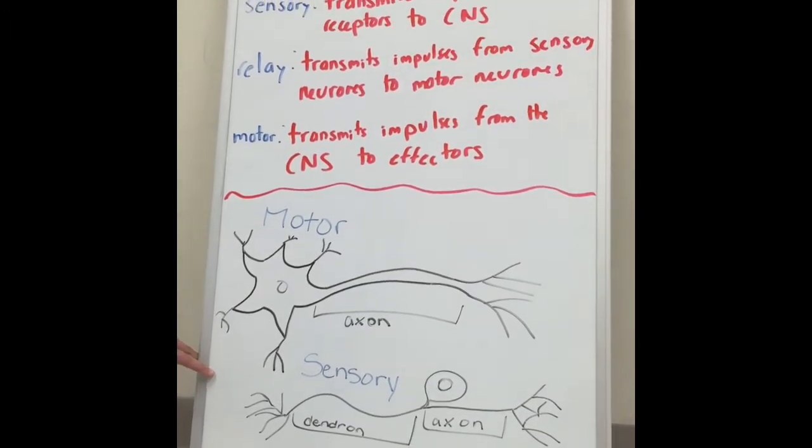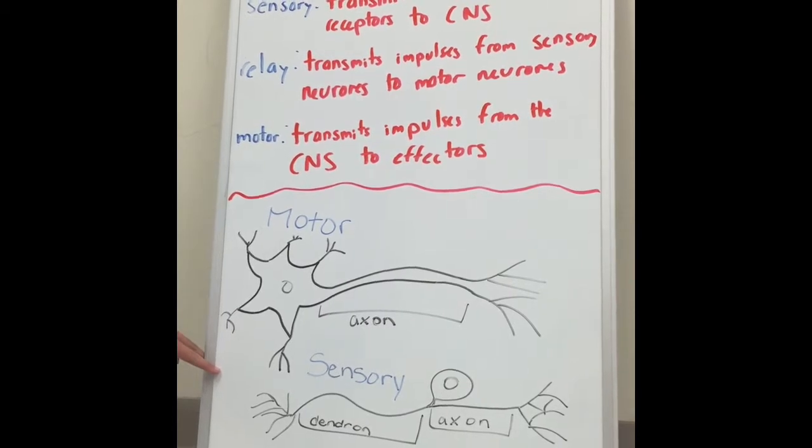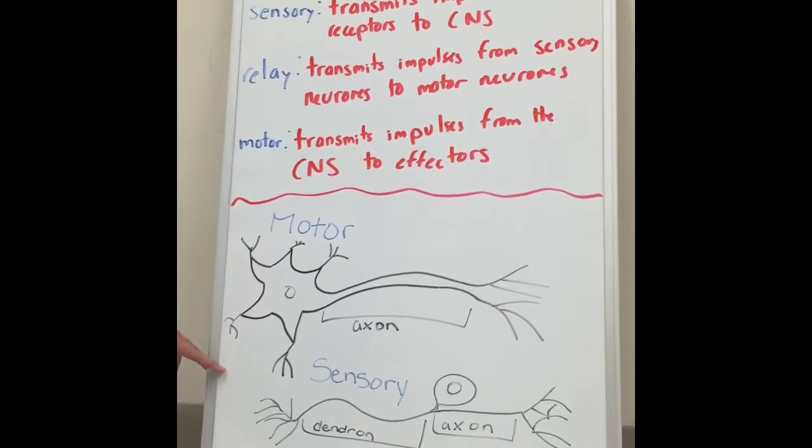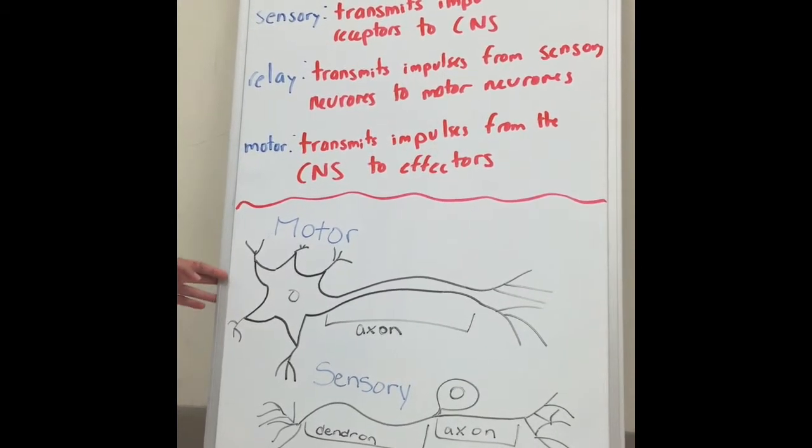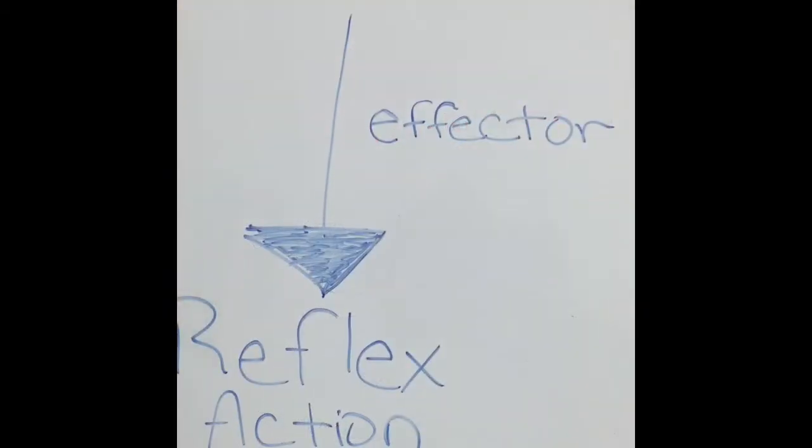In the sensory neurons, the dendron is usually longer than the axon. It has one long axon, and it contains many dendrites. Both of them may form synapses with relay neurons or intermediate neurons, and some are myelinated.